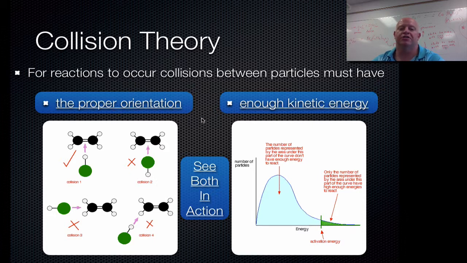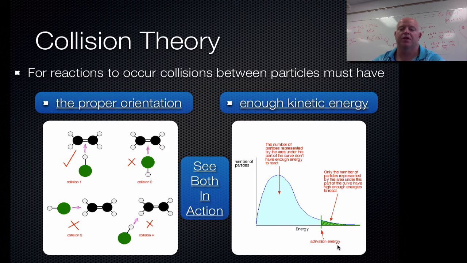Now, once you actually have the collisions happening, they have to have enough energy to make that reaction happen. So the second parameter is having enough kinetic energy. If you look at this graph, you should recall this being a Maxwell distribution curve, where if you take a sample of particles, they have a distribution of energy, or basically speeds, at a given temperature. So here's your number of particles on your y-axis and energy on your x-axis. So if there's a point at which you have enough energy to react, it would be this green line.